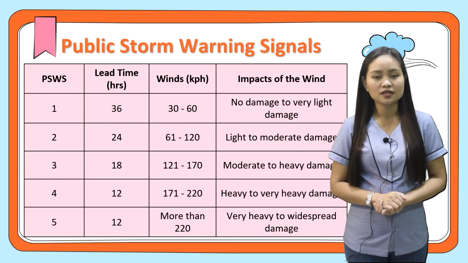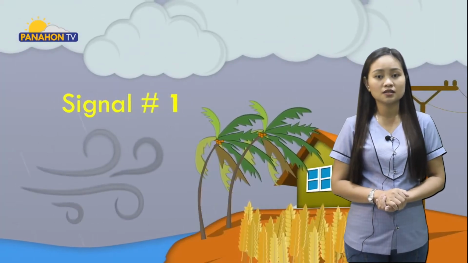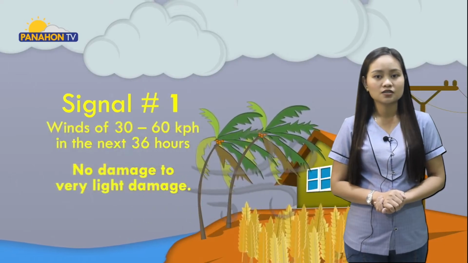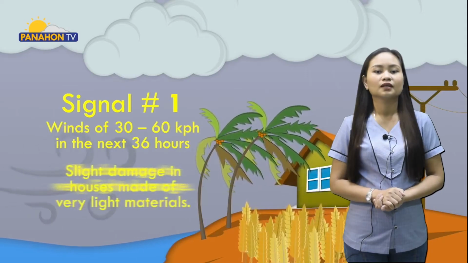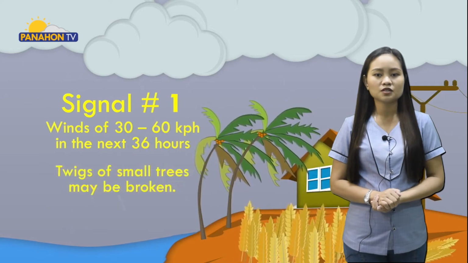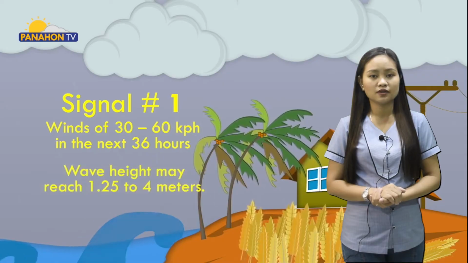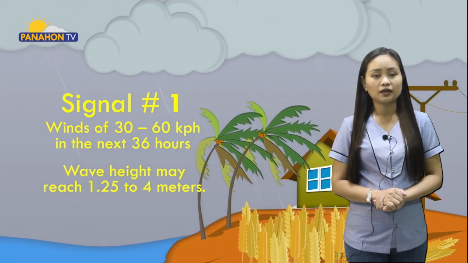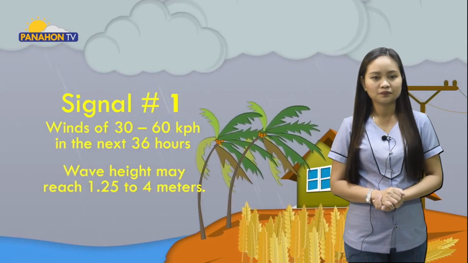For public storm warning signal number 1, winds moving at a speed of 30 to 60 kilometers per hour may be expected in at least 36 hours, or intermittent rains may be expected within 36 hours. No damage to very light damage may occur, like twigs and branches of small trees may be broken. Some houses of very light materials like nipa and kogon may be partially unroofed and rice crop may suffer significant damage when it is flowering.